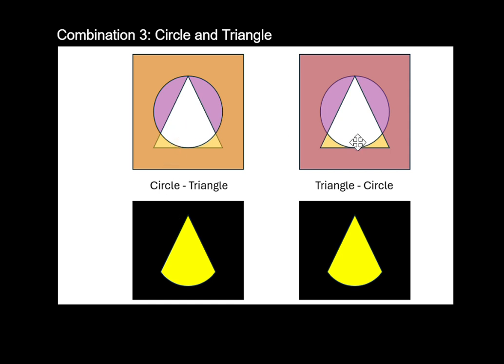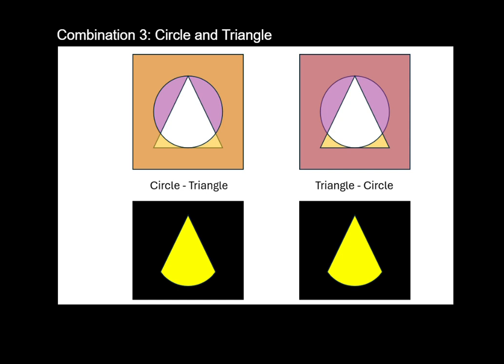Similarly, if I put the triangle first, followed by the circle, the triangle will allow the whole triangle of light to pass through. But when you reach the circle part, this part will be chopped off. So you end up having the bell shape. So this is the three combinations.